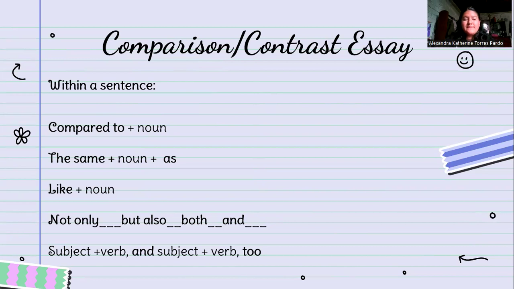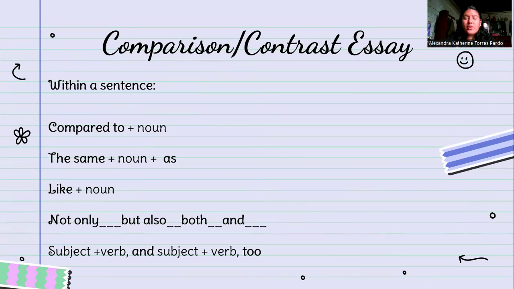Within a sentence: compare to plus noun. For example, Tokyo is large compared to Kyoto. The same plus noun plus as. Manila has the same climate as Singapore. Like plus noun. Boston is like a large town.